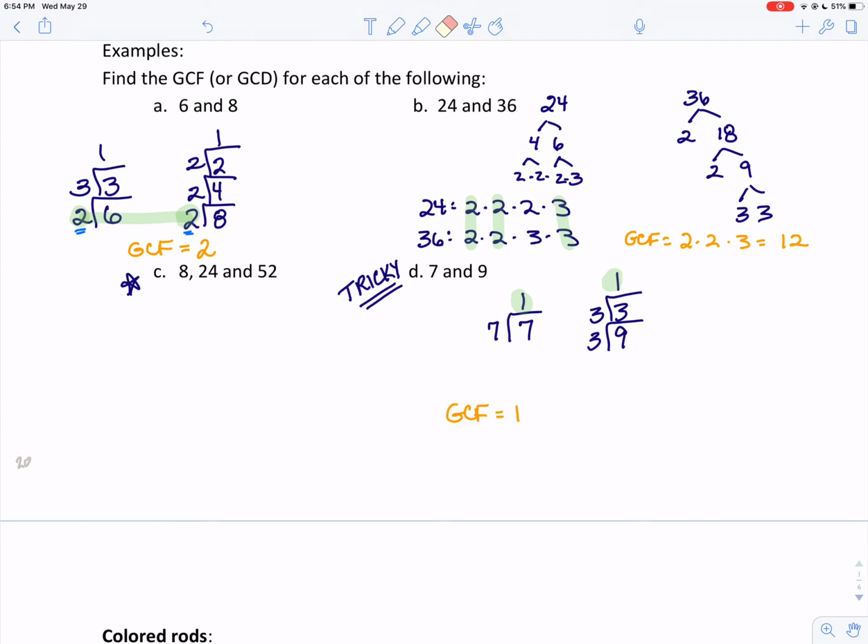But what if I had, instead of using stair steps, used factor trees? Notice now I don't really have anything in common. It doesn't look like it, but notice 1 goes into both 7 and 9. So basically, if there's nothing in common, then the greatest common factor is 1.